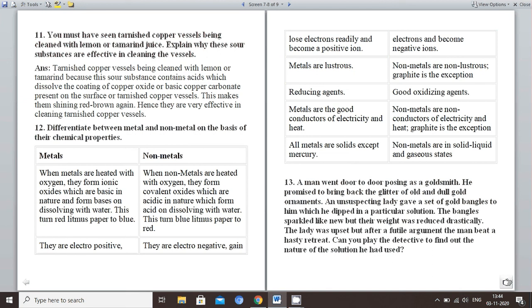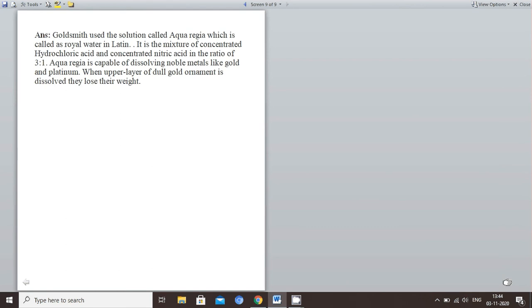Can you play the detective to find out the nature of the solution he had used? अब आपको बताना है कि ऐसा क्यों हुआ और कौन सा सॉल्यूशन यूज़ किया था. गोल्ड स्मिथ ने जो सॉल्यूशन यूज़ किया, कौन सा सॉल्यूशन था, दैट इज एक्वा रेजिया, जो कि रॉयल वाटर कहलाया जाता है लैटिन में. And basically it is a mixture of hydrochloric acid and concentrated nitric acid in the ratio of 3:1. That means 3 parts of HCl and 1 part of HNO3, that is nitric acid. And this aqua regia is capable of dissolving noble metals like gold and platinum.